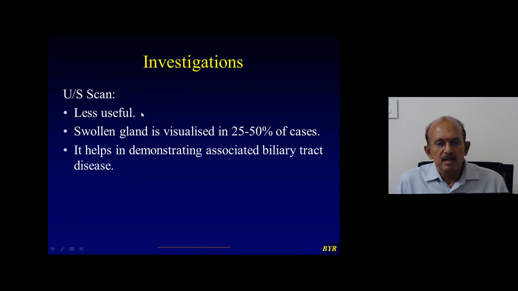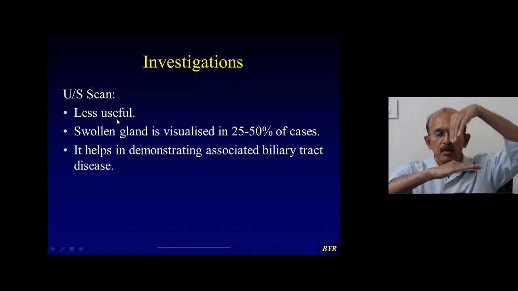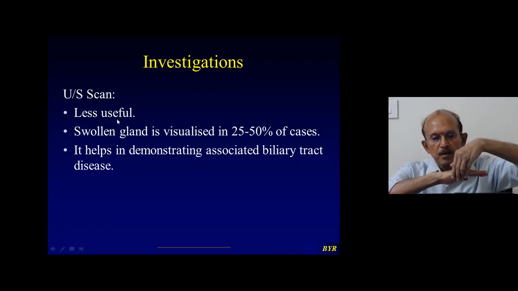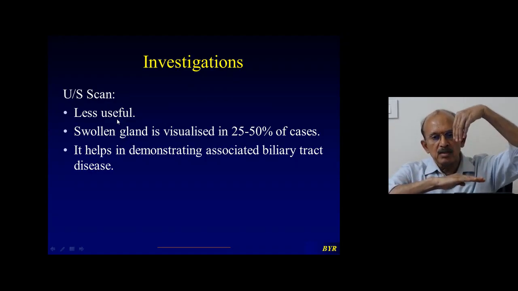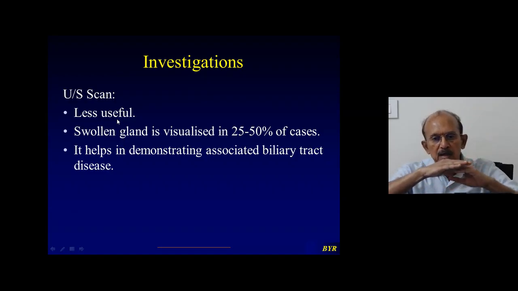Ultrasound scan is less useful. Why? Because whenever you do an ultrasound scan, you keep the probe on the anterior abdominal wall or on the flanks. So the ultrasonic waves have to pass through the abdominal wall, then through the stomach, then to the pancreas. Then only you can see the echoic structure.